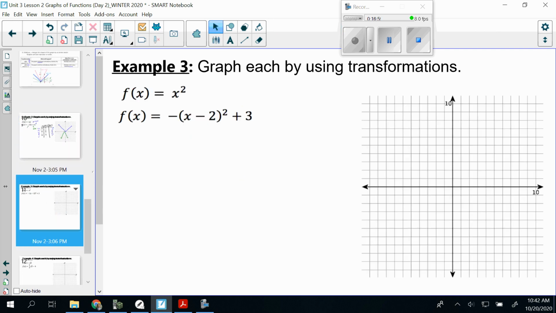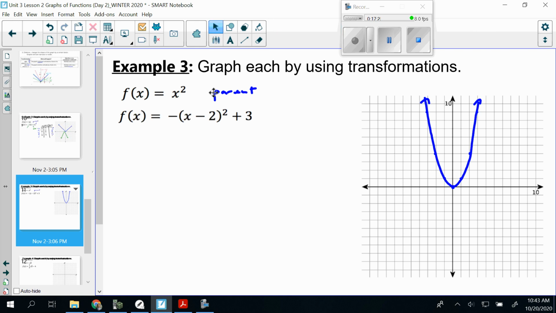All right, let's again graph our parent one first here. This is the x squared graph. So that's that parabola starting at the origin. 1 squared is 1, 2 squared is 4, 3 squared would be 9. Got symmetrical points here on the other side. So there's our parent graph.